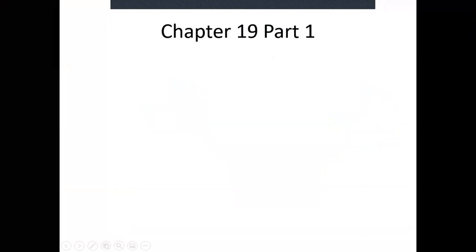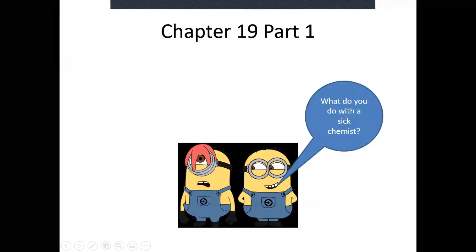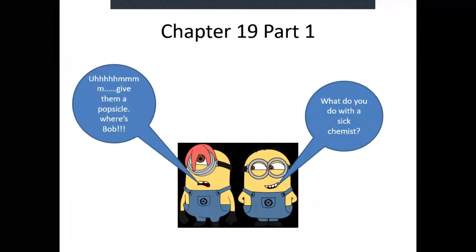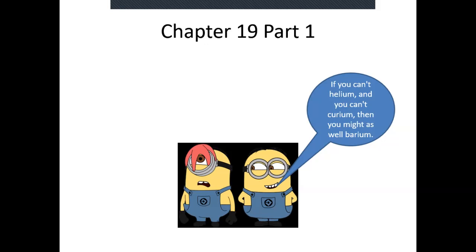Just a little light humor before we begin. I found this joke I had a few semesters ago. So here we have two minions. One minion asked the other minion, "What do you do with a sick chemist?" Give them a popsicle. Where's Bob? If you can't heal him, you can't cure him, you might as well bury him. Just a little light joke to lighten the mood for today's lecture.